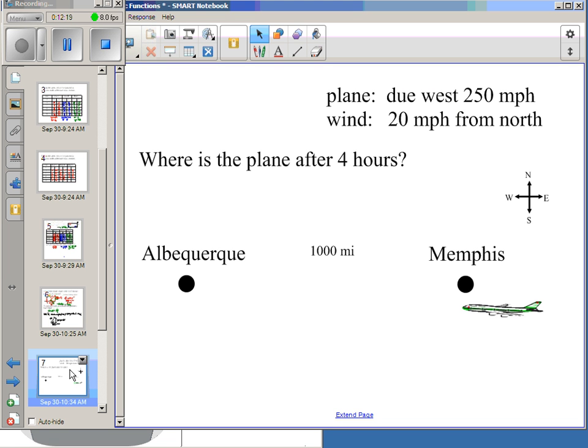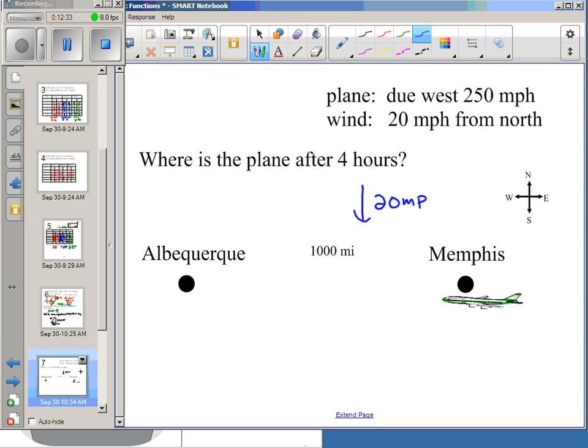So where's the plane? So we have a plane. Memphis is 1,000 miles due west of Albuquerque. And we have a plane traveling 250 miles per hour, like this. But we also have wind blowing from the north at 20 miles per hour. Okay. Where is the plane after 4 hours?